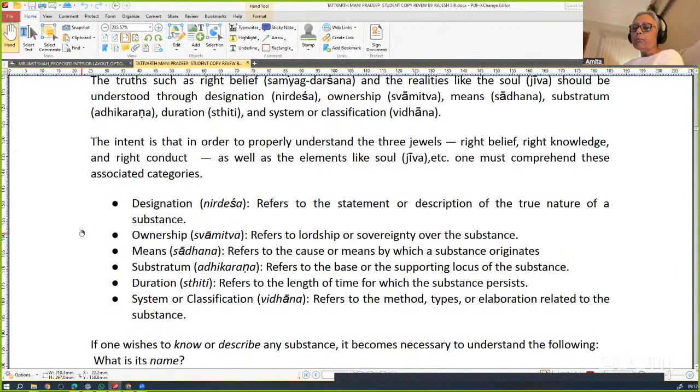If one wishes to know or describe any substance, it becomes necessary to understand the following. What is its name?